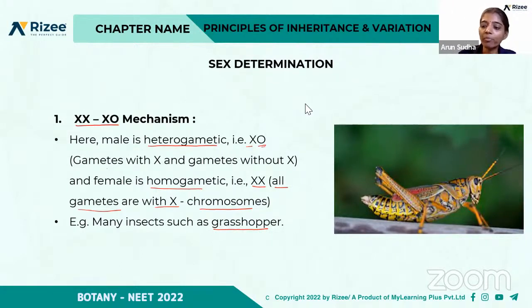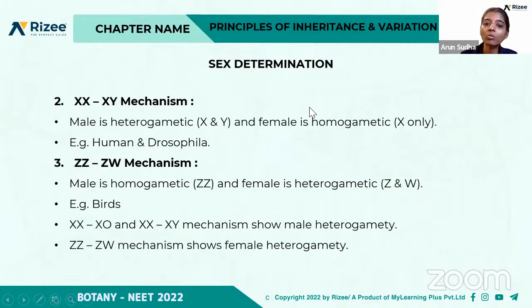Then the next type of mechanism is XX and XY, right? So here also male is heterogametic, similar to that of the first one. There it is XO, that is one is with X, other is without X, but here it is X and Y. Since they contain two different types of gametes, it is called heterogametic, and female is homogametic, that is it has only X, that is XX. Okay, so the examples are here in human and Drosophila.